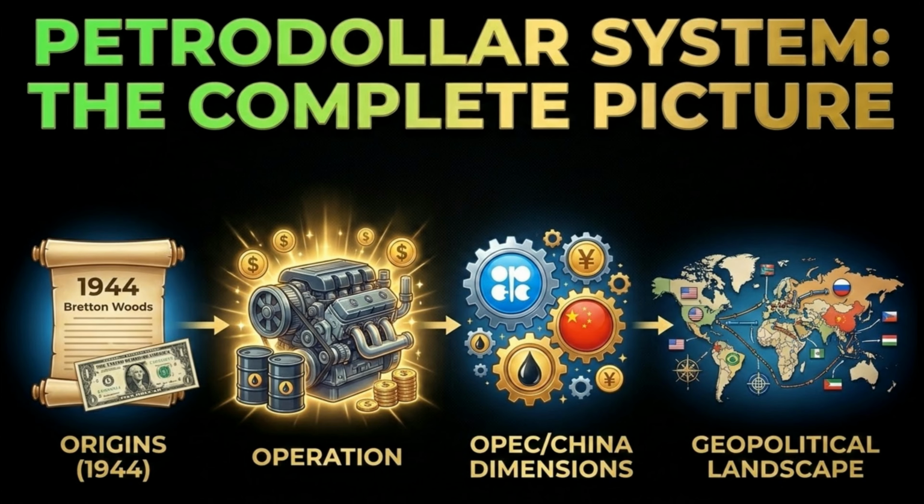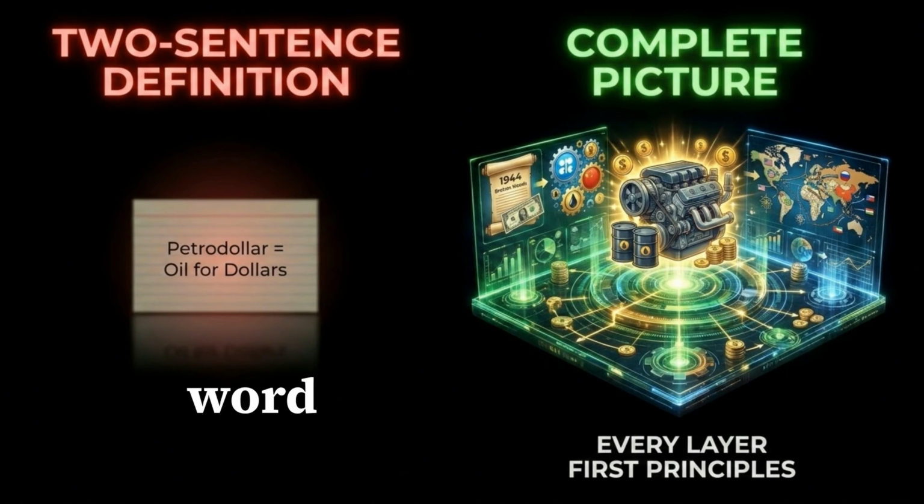If you watched this video from the beginning, you now have a complete structural understanding of the petrodollar system, from its architectural origins in 1944 through its full mechanical operation, through the OPEC and Saudi China dimensions, to the honest assessment of where the geopolitical landscape stands. Most people encounter the word petrodollar and get a two-sentence definition. You now have the complete picture, every layer of it, built from first principles.